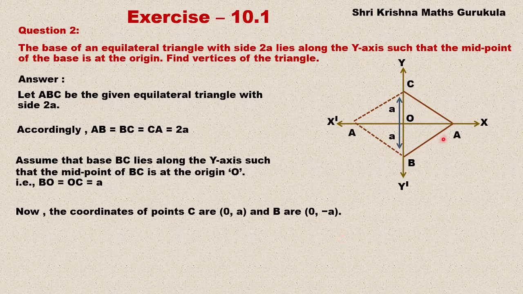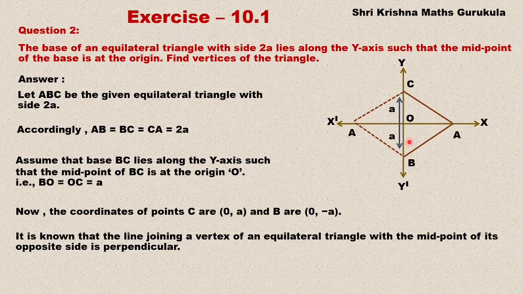Now what we have to do is find the coordinate of the point A. We have already learnt in our high school that a perpendicular drawn from this vertex to the opposite side, or to the base, will always be the midpoint of the base. This we have already learned. So this line will be the midpoint, and since it is a perpendicular, it makes a right angle here. So there are two right angle triangles formed, that is AOC and AOB.